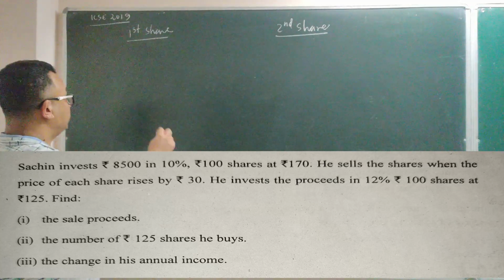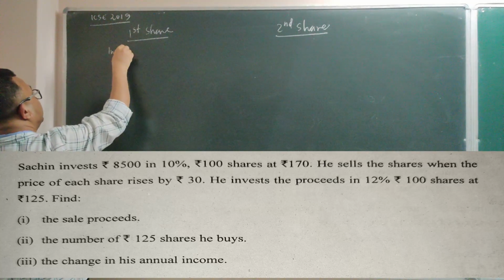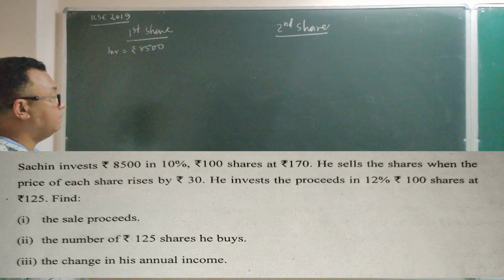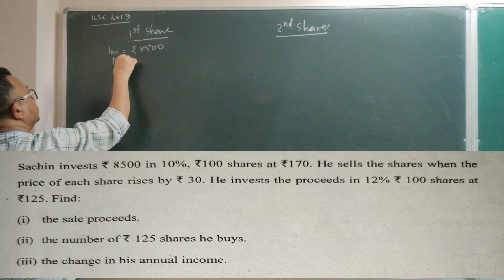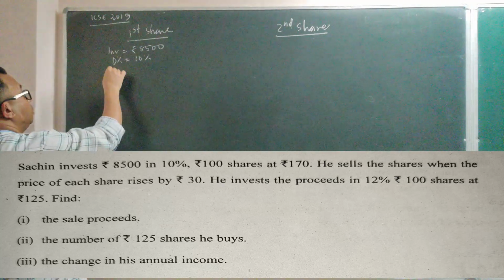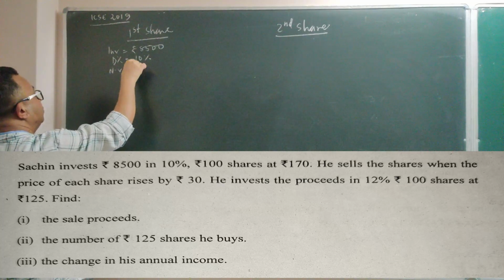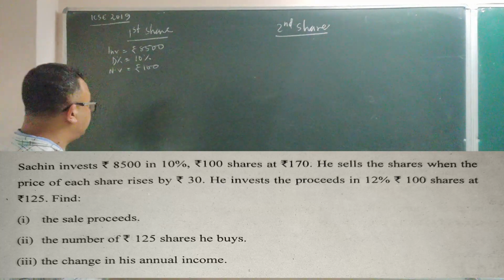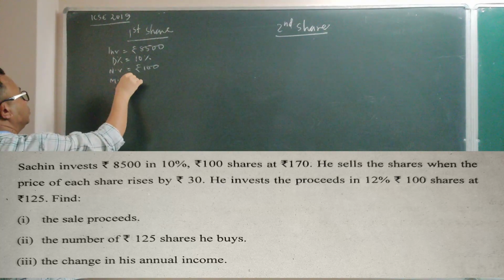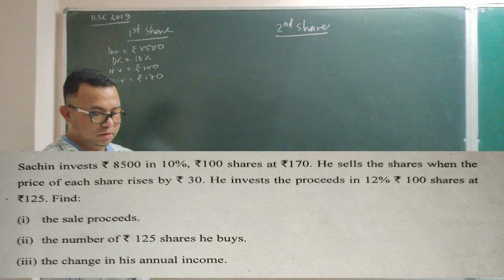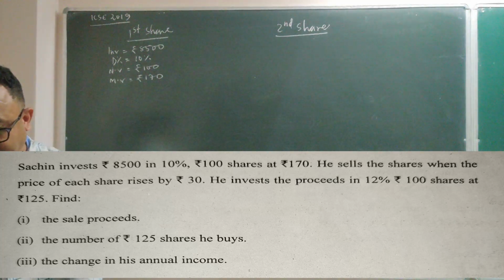Sachin invests, so for the first share, investment is rupees 8,500. Dividend percent is 10%. Rupees 100 share means nominal value is rupees 100, at 170, so market value is rupees 170. Okay, he sells the share when the price rises by 30.